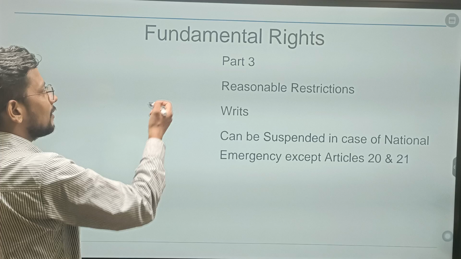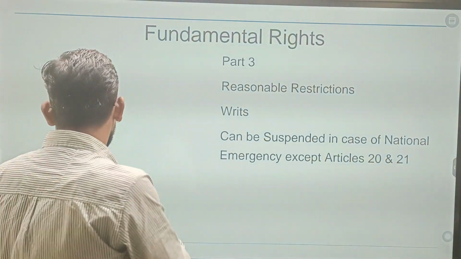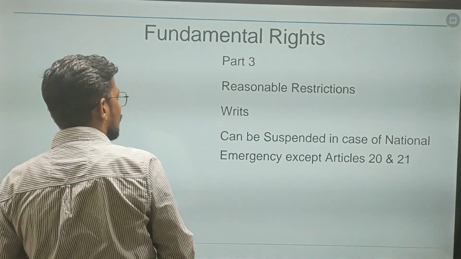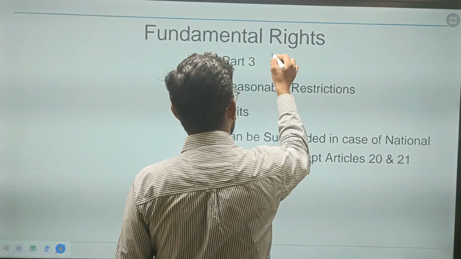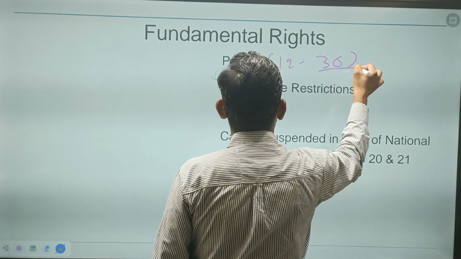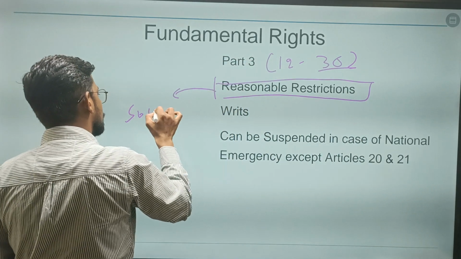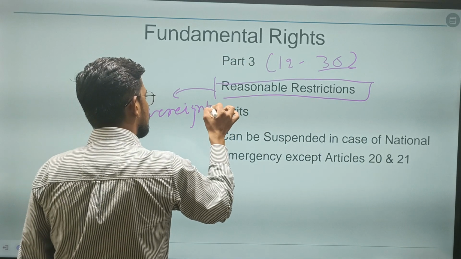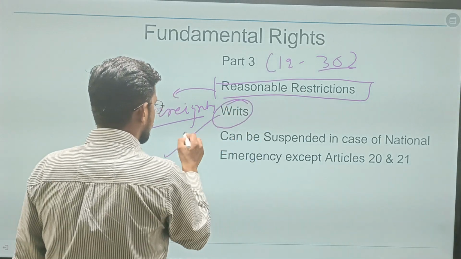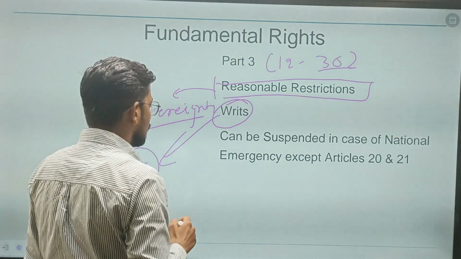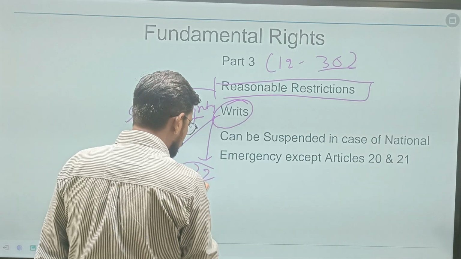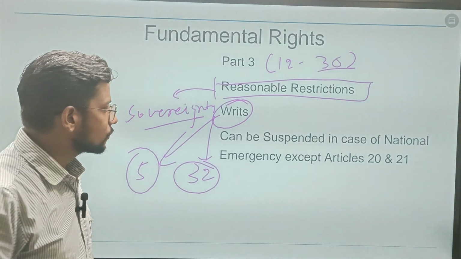Next feature is fundamental rights. We have fundamental rights in part 3 of the Indian Constitution from article 12 to 35. Reasonable restrictions have been imposed on grounds like sovereignty, unity, integrity. We have 5 writs which can be issued under article 32 to protect our fundamental rights.